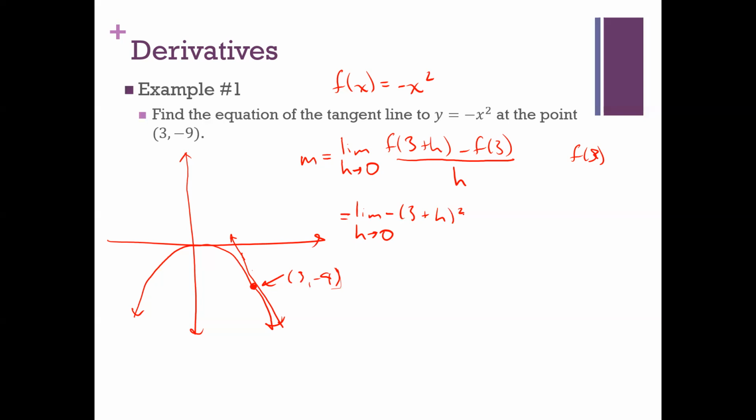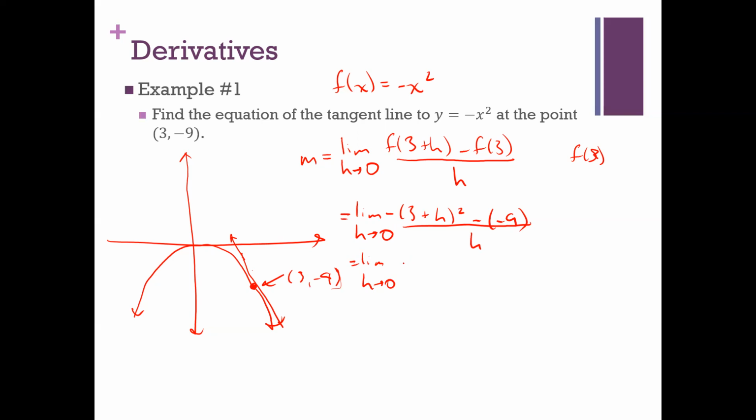We okay with that? F of 5 is negative 5 squared. F of 10 is negative 10 squared. F of 3 plus h is negative 3 plus h squared. F of 3, sounds like we're okay with that. Either that is just negative 9 all over h. Is this a rational function? Is it defined at h equals 0? This one's not, so we got to go a little further.